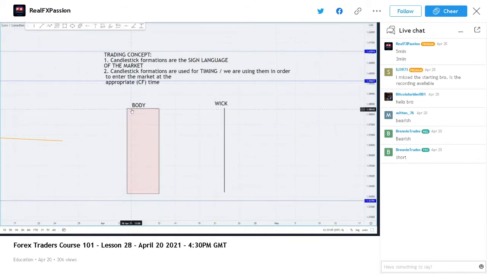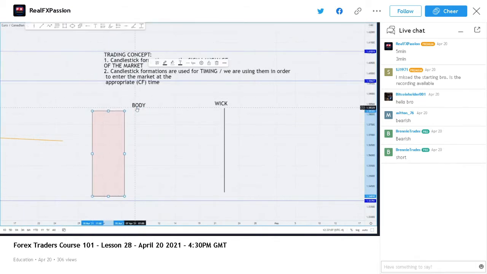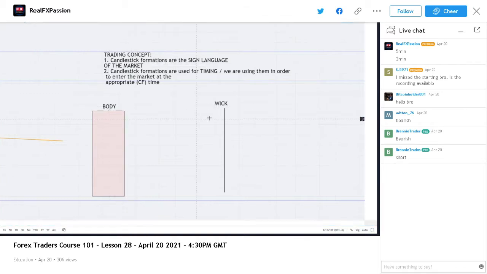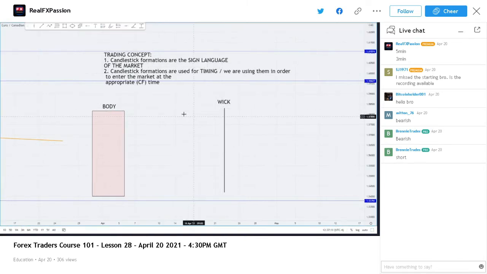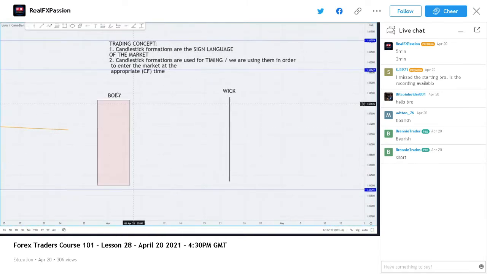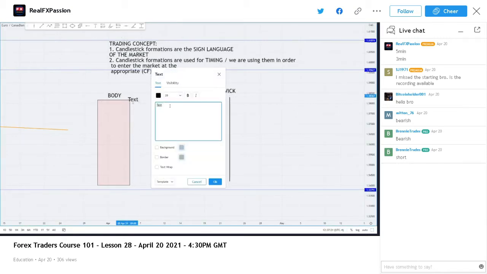Now, how to understand? I'm going to simplify as much as possible. So the body, what is the body? How to understand candles and candlestick formations? The body equals the decision.